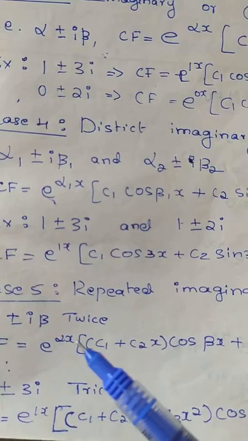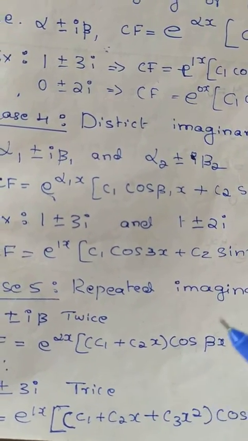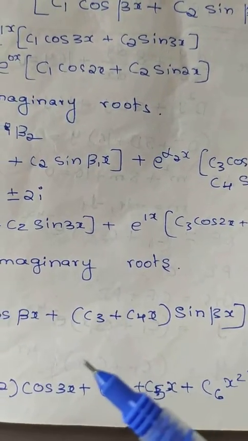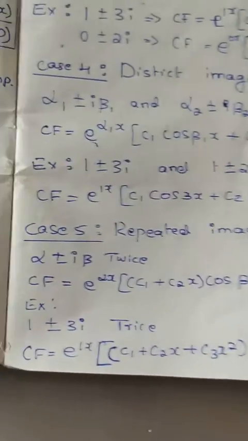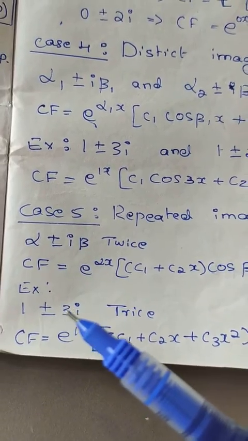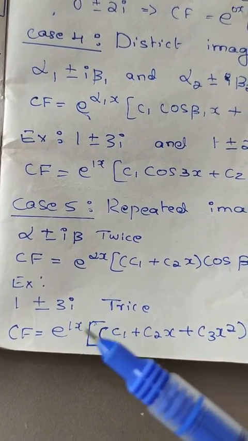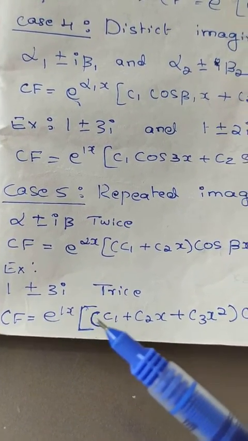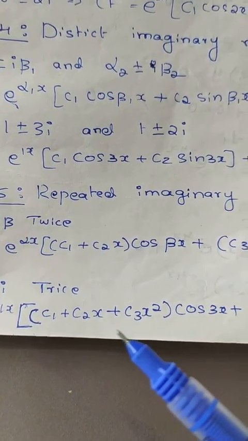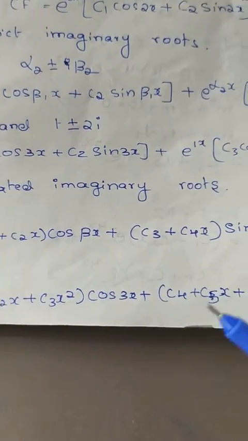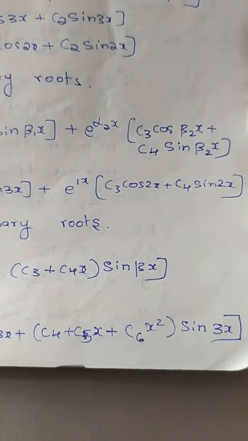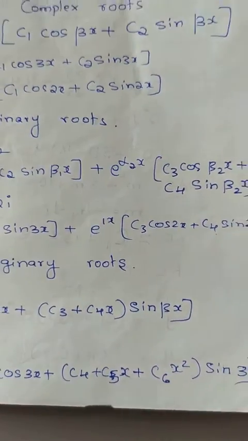Okay. Since it repeats 2 times, the coefficient of cos beta x is C1 plus C2x and the coefficient of sin beta x is C3 plus C4x. Now, if 1 plus or minus 3i repeats 3 times, then e power 1x into C1 plus C2x plus C3x square into cos 3x, plus C4 plus C5x plus C6x square into sin 3x. Okay, this is about the method of finding the complementary function.